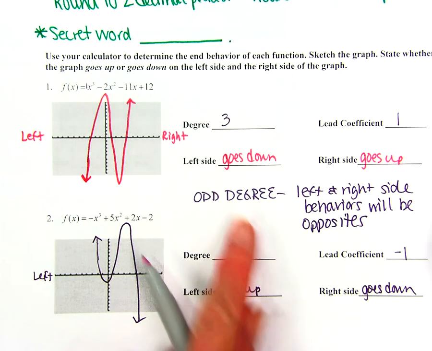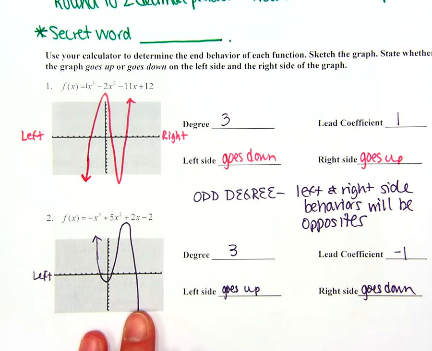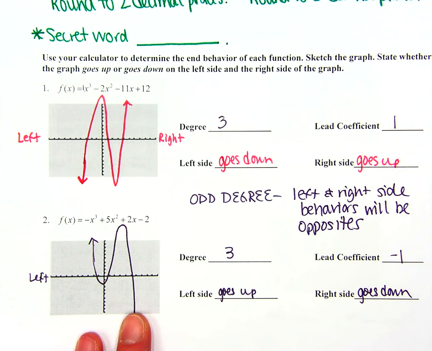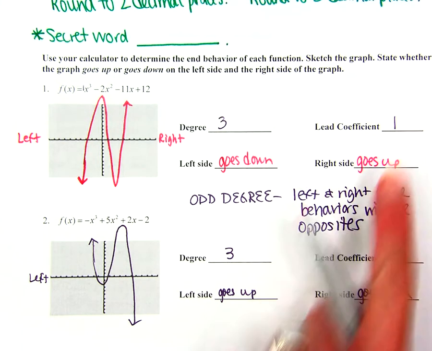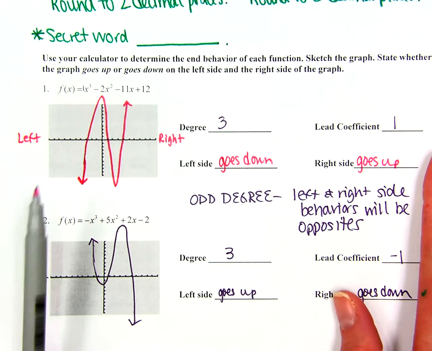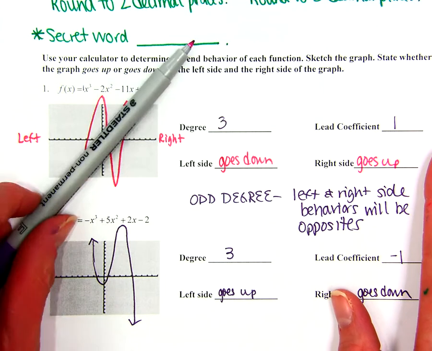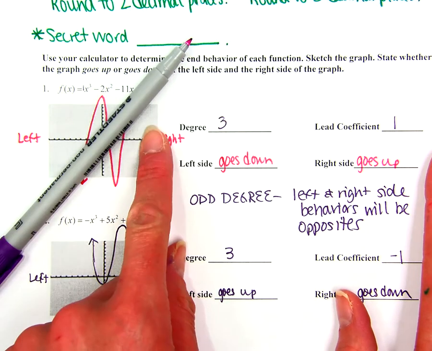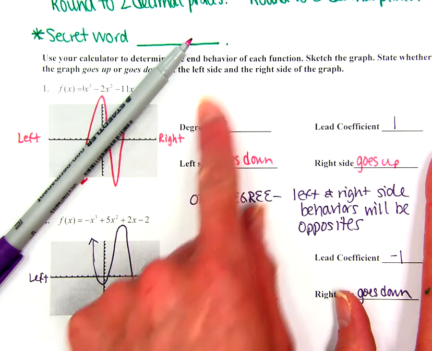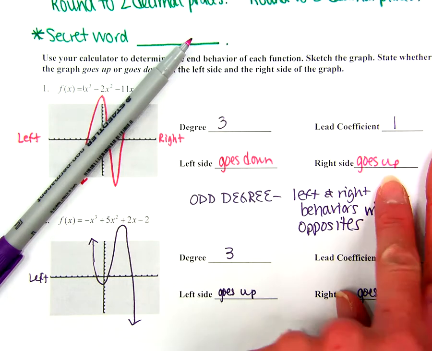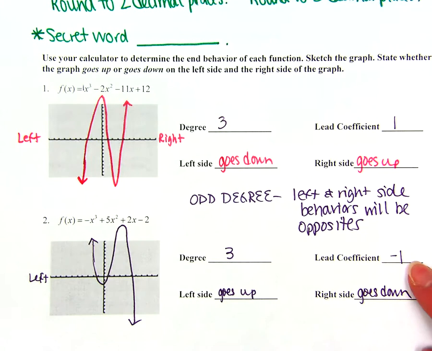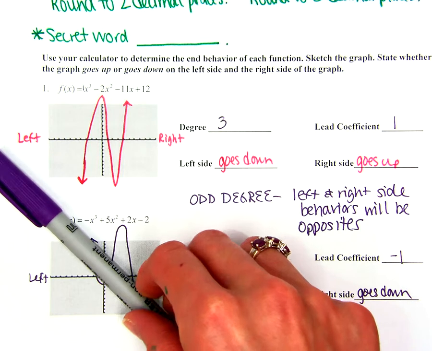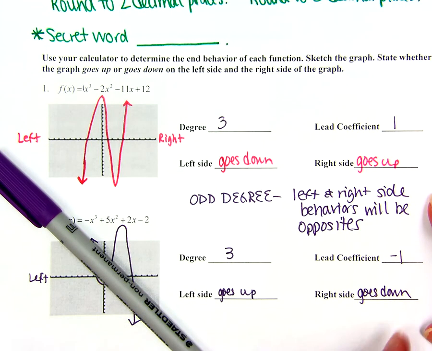So one side will go up and one side will go down. Well, to decide which side is which, you look at your lead coefficient. If it's positive, basically your graph is going to have a positive slope. It'll start off going down and it'll end up going up. So a positive slope would end up on the right side going up. If it has a lead coefficient that's negative, it'll have a negative slope. So on the right side it'll go down, and on the left side it would go up.